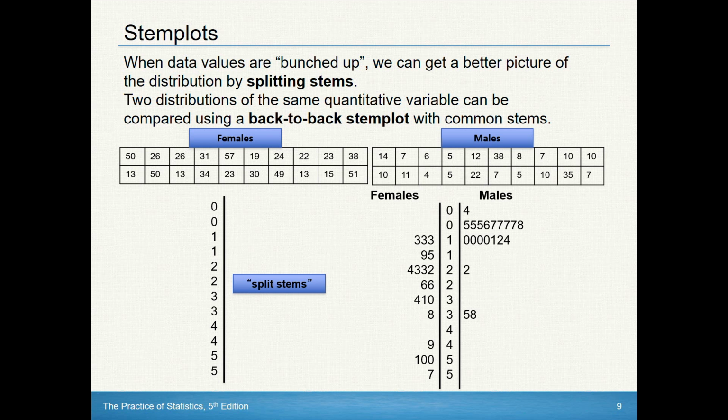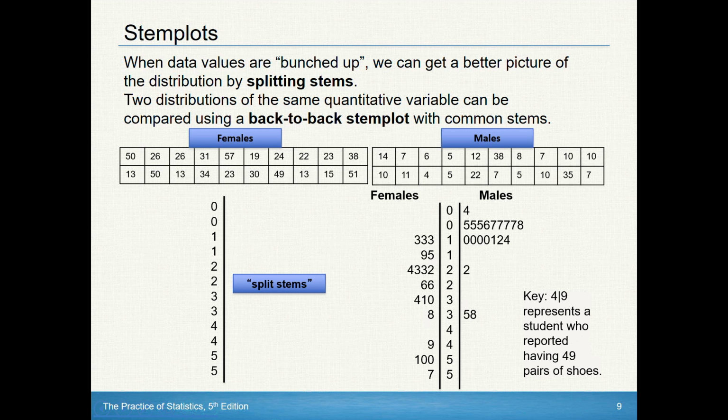As I look at it here, I see the males. They clearly have more values on the lower side, fewer on the upper side, so that's going to be skewed right. The females, on the other hand, are kind of evenly spread out. So most people would probably say that the females' distribution is roughly symmetric.